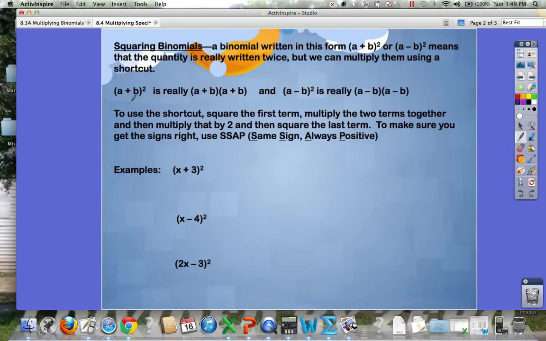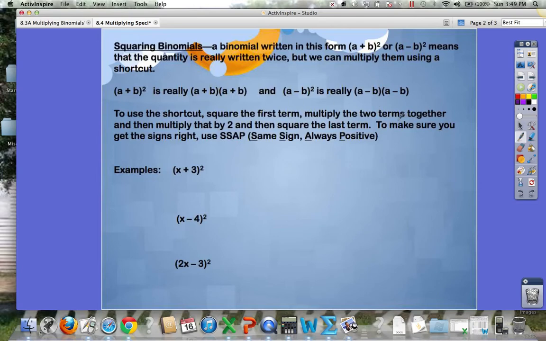So when you see (a plus b) quantity squared, that really means that you write it twice: (a plus b) times (a plus b). And if you see (a minus b) quantity squared, that really means (a minus b) and (a minus b) written twice. In order to use this shortcut, you must first square the first term, which would be the a. Then you multiply the two terms together, the a and the b, and then you multiply that answer by 2. And then you square the last term, which is the b.